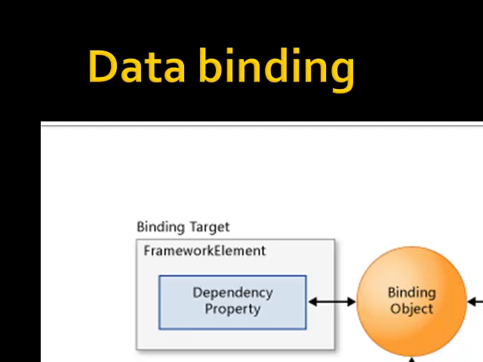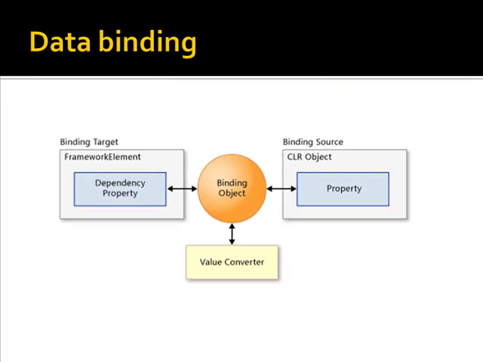Suppose text block by default can display only string type of values. So value converter in the binding is going to take care of these conversions of the values from double to string automatically. So when I bind my employee salary property to my text box or text block, data binding is going to happen, and the binding object is going to convert the double value into my string value and display it in the text block.